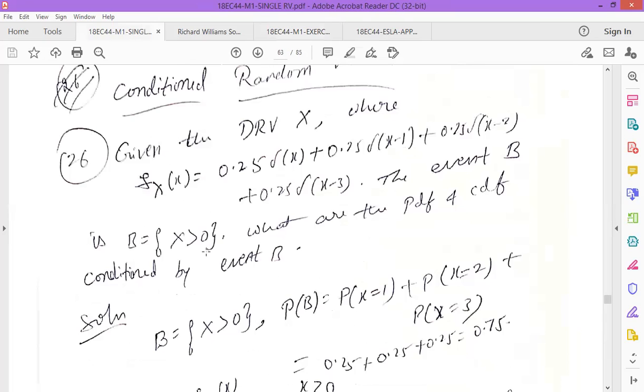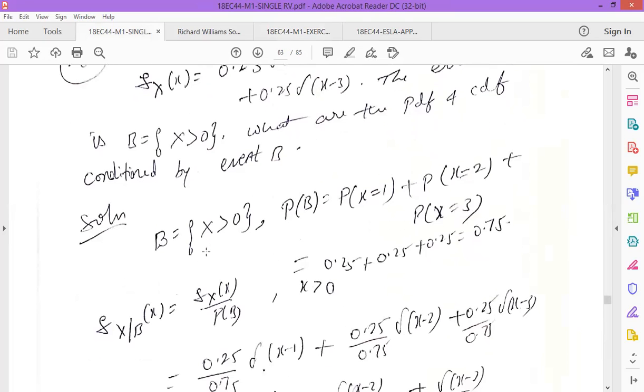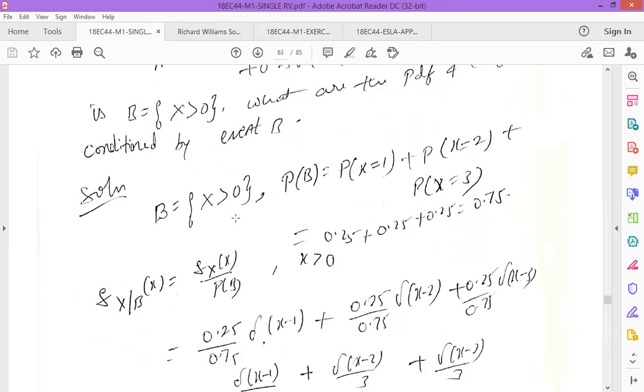So here it is very simple. The event B is given, which is defined as x greater than 0. For that we have to get the probability of B, because whenever you write the conditioned PDF, at that point we need the probability of the conditioning event B. So that will be equal to, as it is given x greater than 0, P of x is equal to 1 plus P of x is equal to 2 plus P of x is equal to 3.